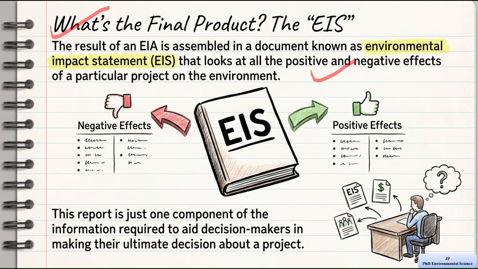Why is it important? It helps decision makers such as government authorities, planners, policymakers. They use this report to decide whether to approve the project, whether to reject it, whether to modify it. It helps answer the question, should we allow this project or not? So EIS is not the final decision itself, it is only a source of information, a tool to help decision making. Means the final decision is made by authorities, but EIS guides that decision.